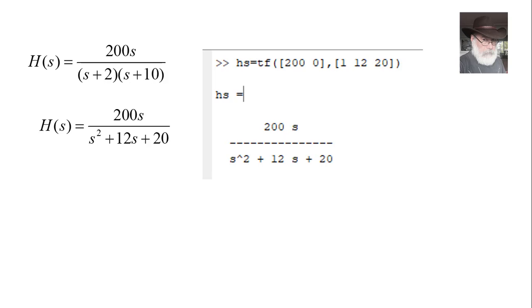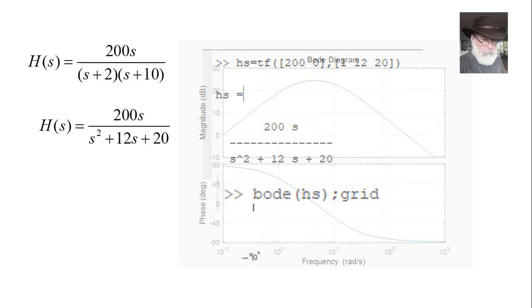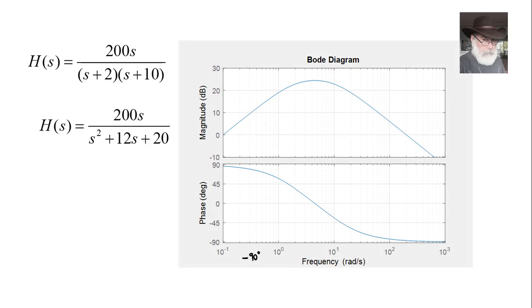The polynomial in the denominator has the coefficients 1, 12, and 20. We just issue a command, bode(H(s)), and ask for a grid on top of it, and that is the exact representation of the transfer function frequency response. Let's superimpose the approximated ones that we obtained in the previous slides to see how close we were to the reality here. That is the approximated amplitude plot, and this is the approximated phase plot. Not bad, huh?